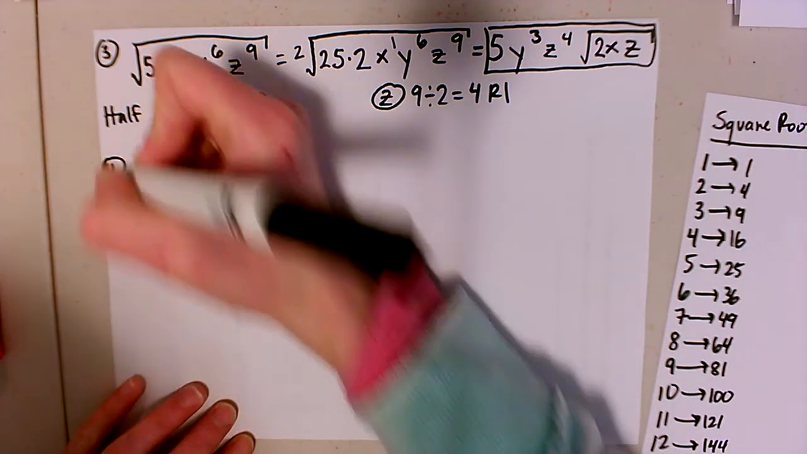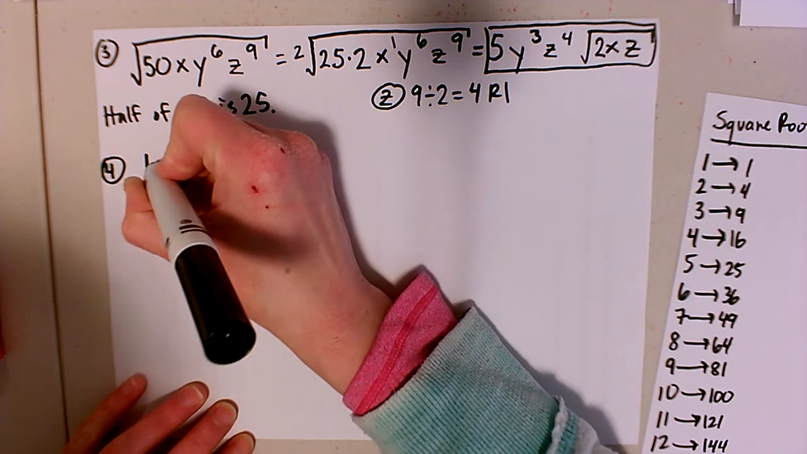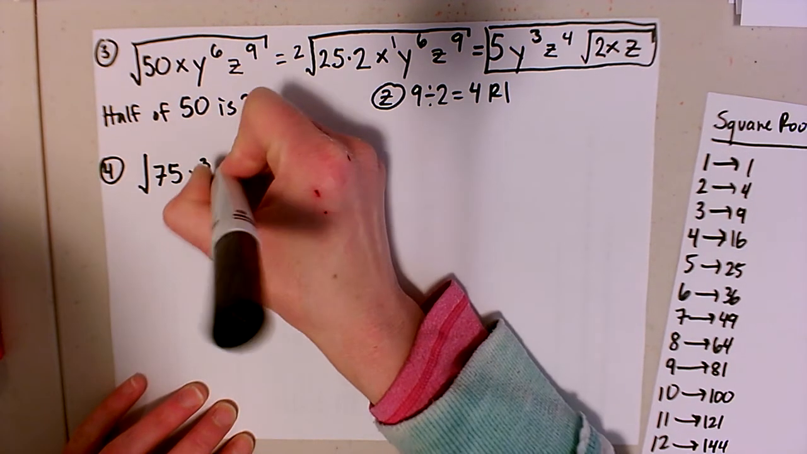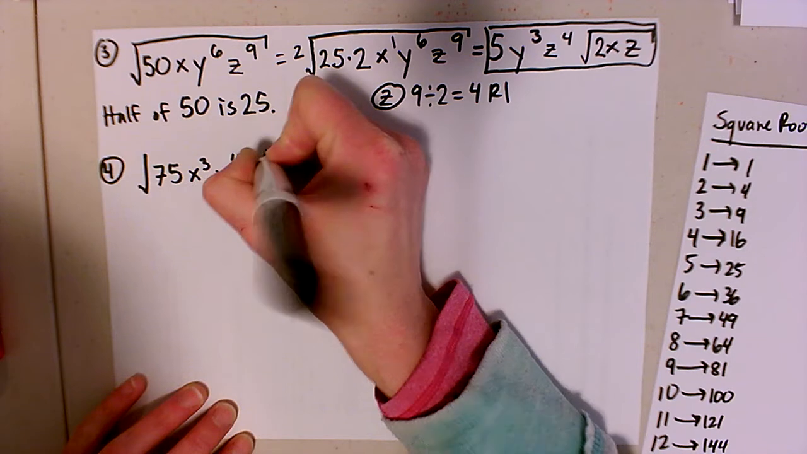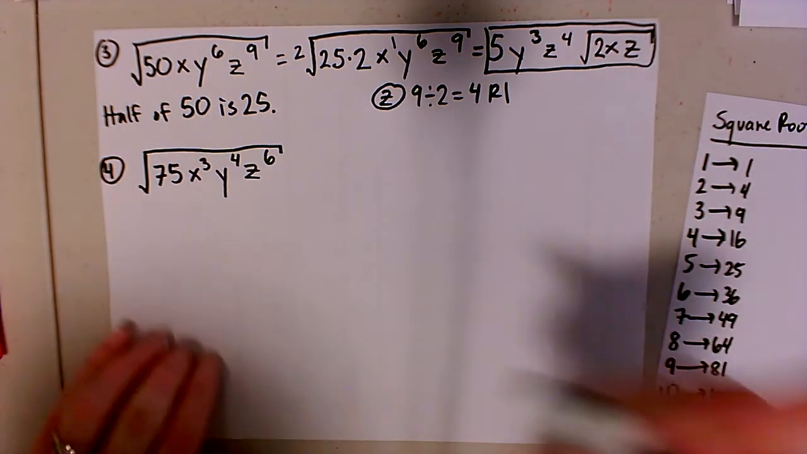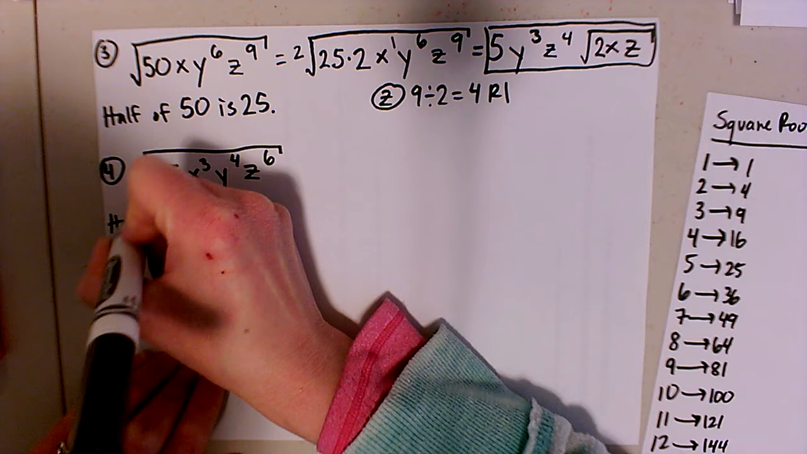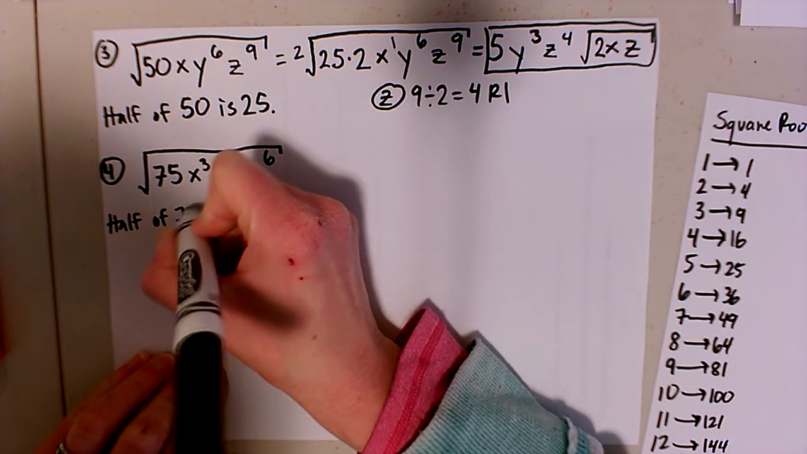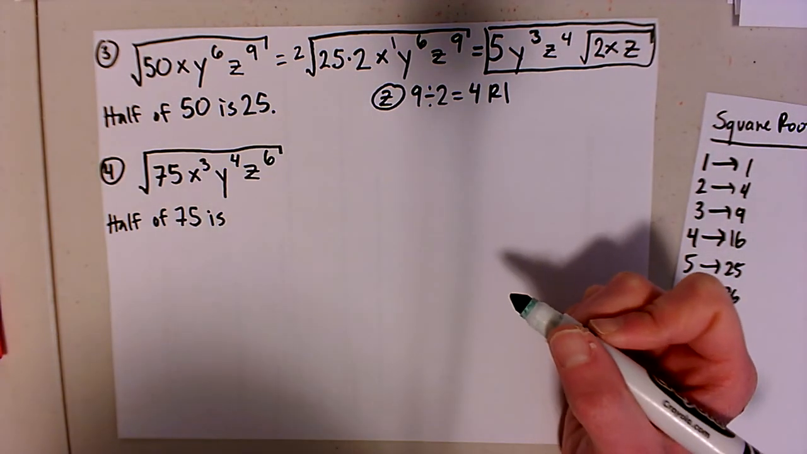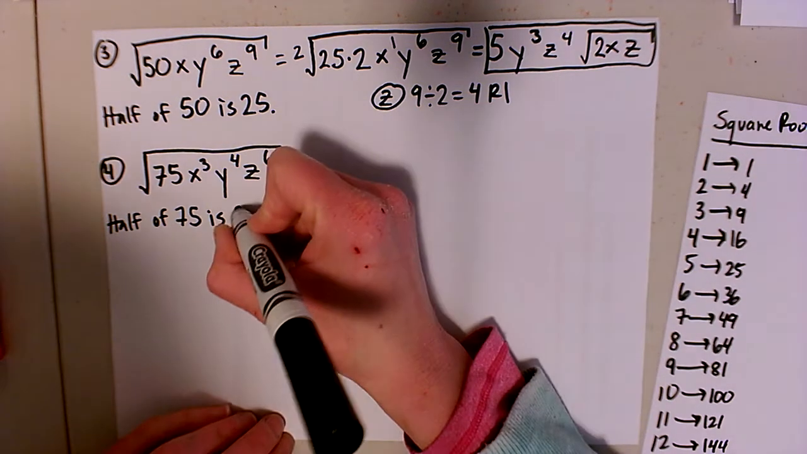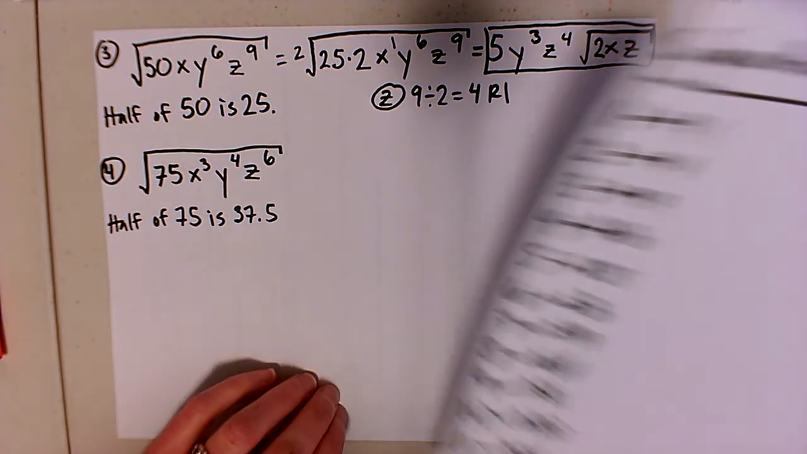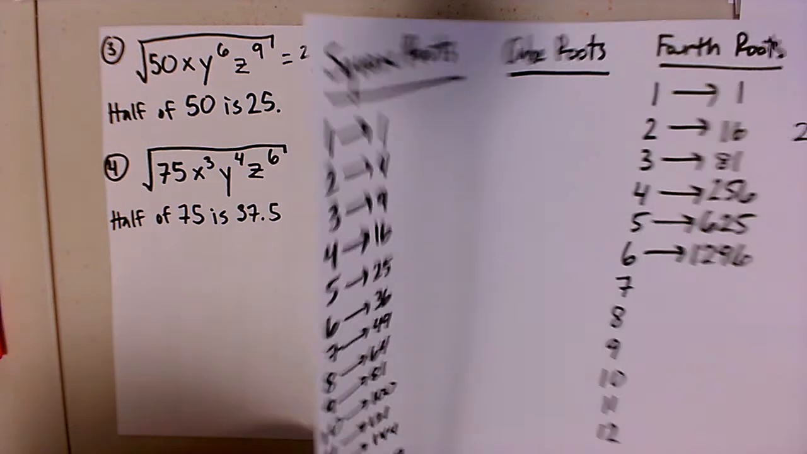Alright, let's take a look at number 4. So for number 4, we have 75 x cubed y to the 4th z to the 6th. Again we say to ourselves, well, what is half of 75? Half of 75, I can't do that off the top of my head, so I'm going to go to my calculator. 75 divided by 2 is 37.5. Okay, so that doesn't work out as nice as the other one. So this is how we do it. So half of 75 is 37.5.